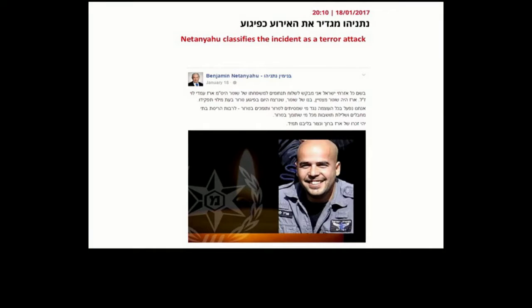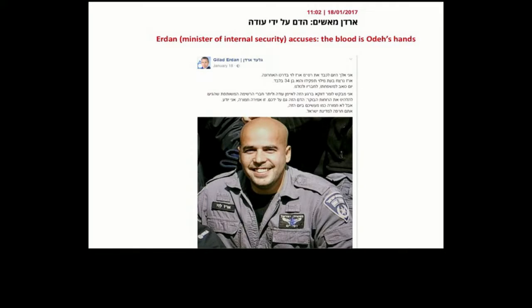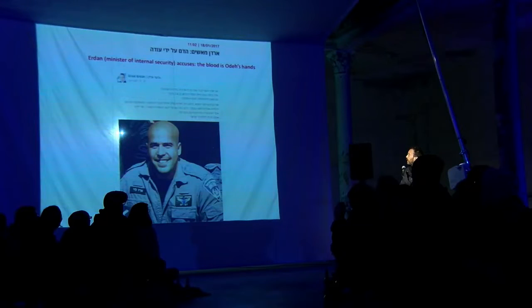This is Netanyahu's Twitter or Facebook account, and Netanyahu, our prime minister, classifies the incident as a terror attack. Erdan, the minister of internal security, this is the policeman that died, says the blood is on Odeh's hand. Right? We saw Ayman Odeh, the head of the Communist Party, on the floor with his face smashed. And the Minister of Police, in fact, accuses him of incitement.